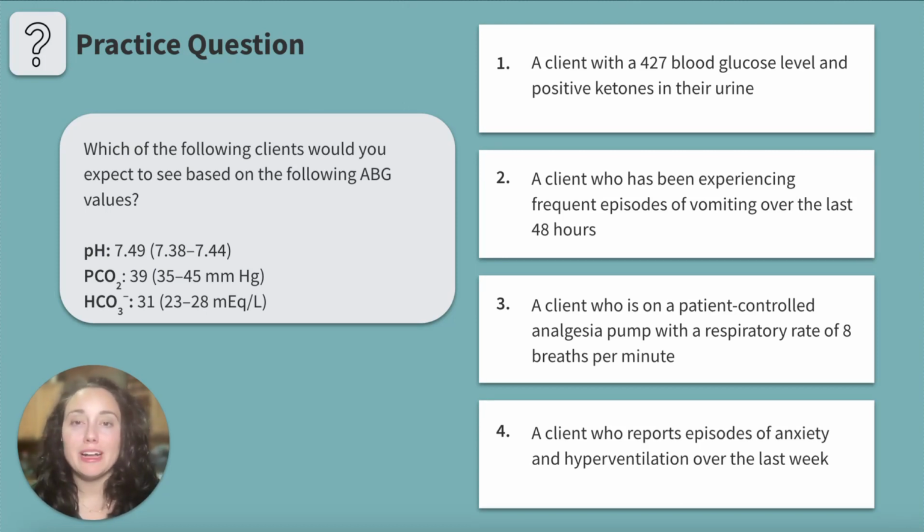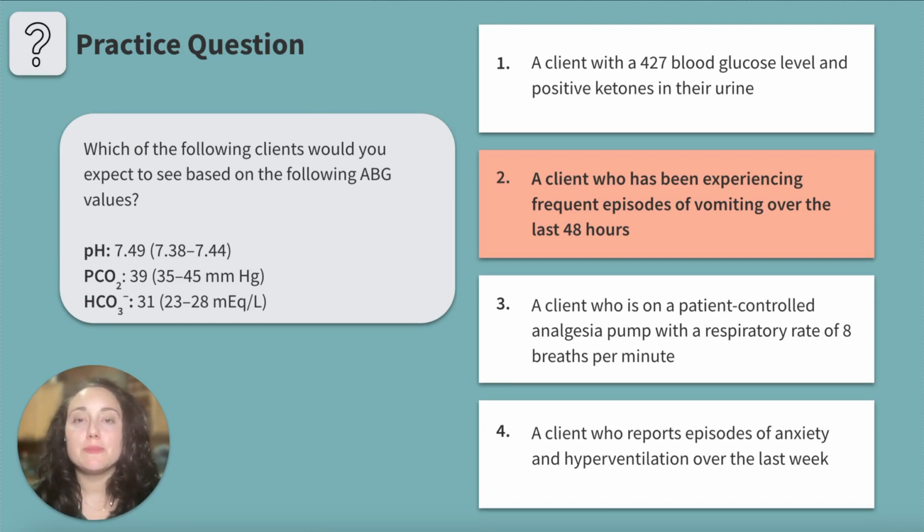Pause here and we'll link back up when you're ready. First, we'll discuss the correct answer, then we'll briefly talk about the other options. If you answered 2, a client who has been experiencing frequent episodes of vomiting over the last 48 hours, you got it. So how did we get here?